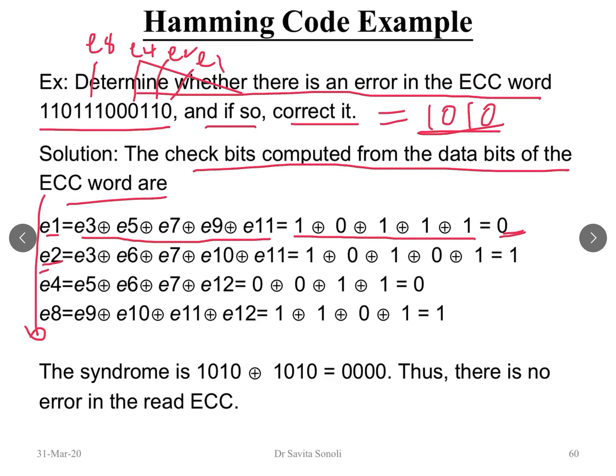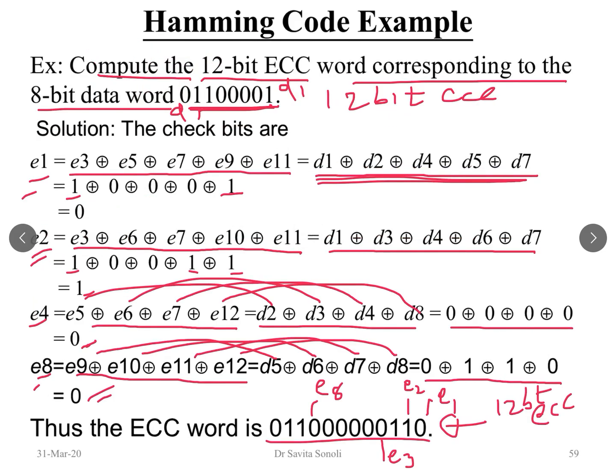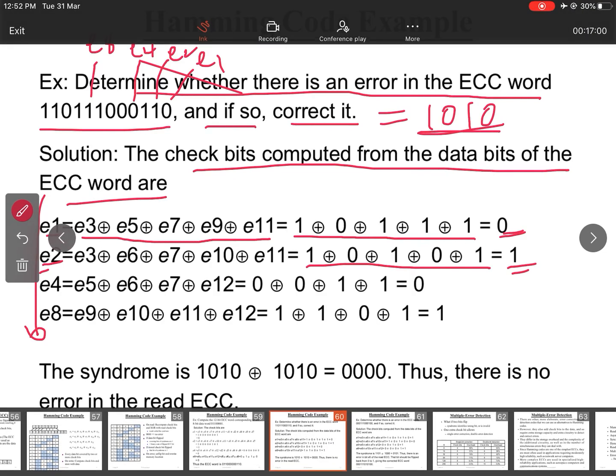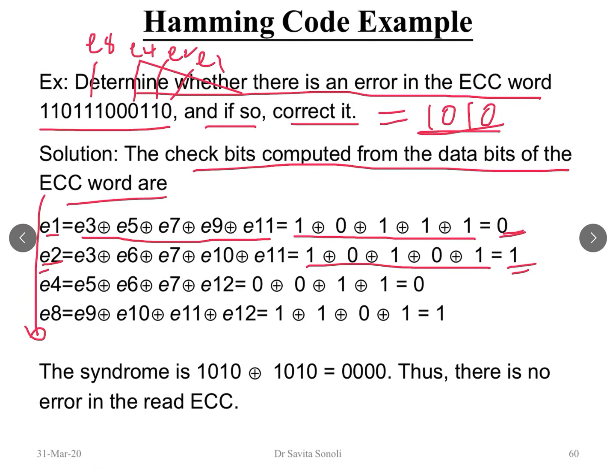Similarly, calculate for E2. So what is E2? E2 is XOR of D1, D3, D4, D6 and D7. So the same thing, that is 1 XORed with 0, 1 XORed with 0 and 1. So you are going to get it as 1. So you can see their odd number of ones are high, so the output is going high. Like that also you can do, or individually also you can XOR the bits and finally you will get the output.